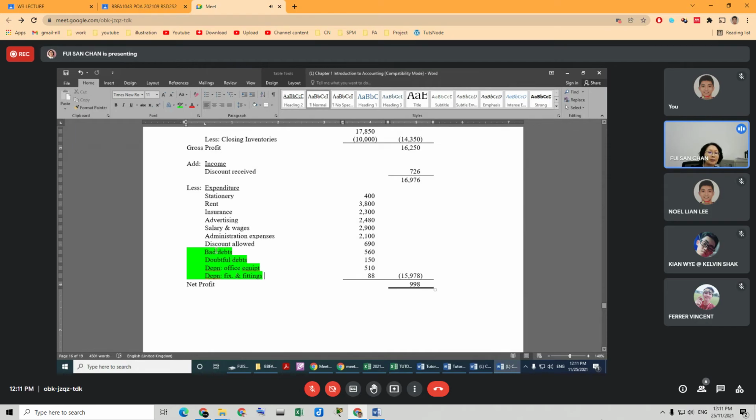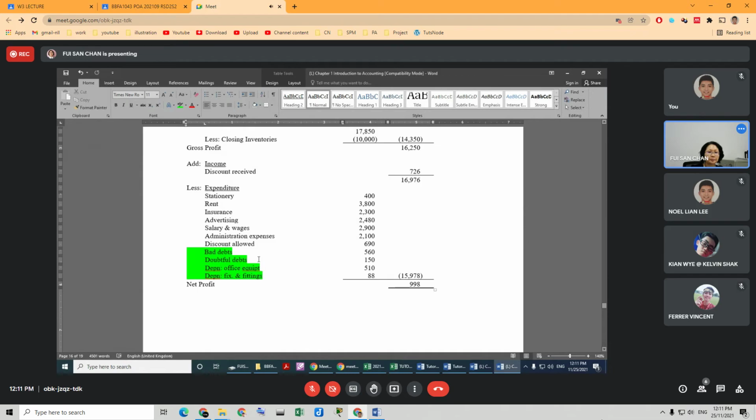Bad debts, doubtful debts is only an estimation. When we say bad debts, do we pay? No, we don't pay. Just that we receive less, but we are not going to make any payment. Depreciation also, there's no payment, we only estimate. Bad debt is not an estimate now. Bad debt is actually a real amount that we are unable to collect.